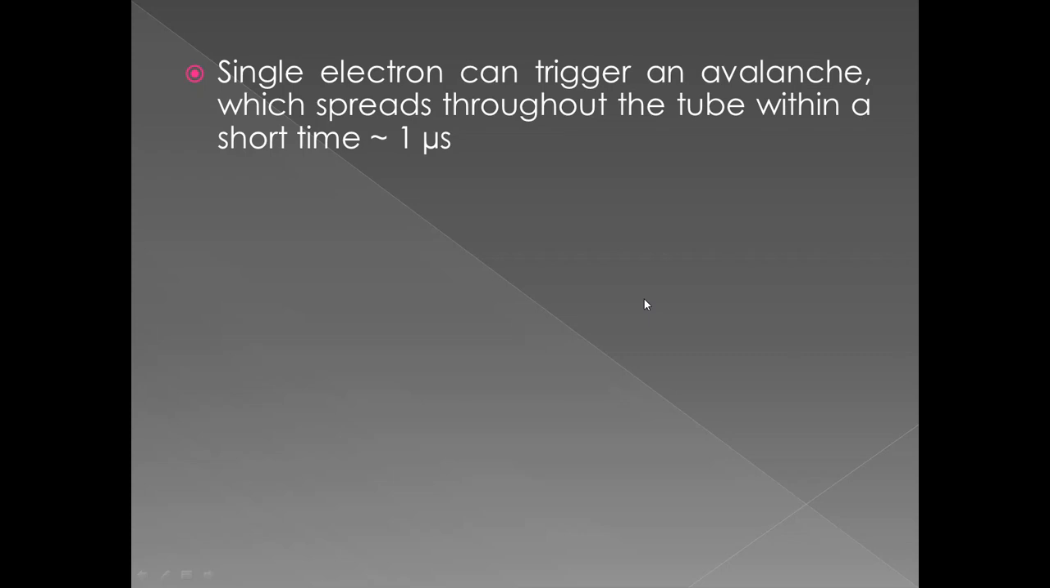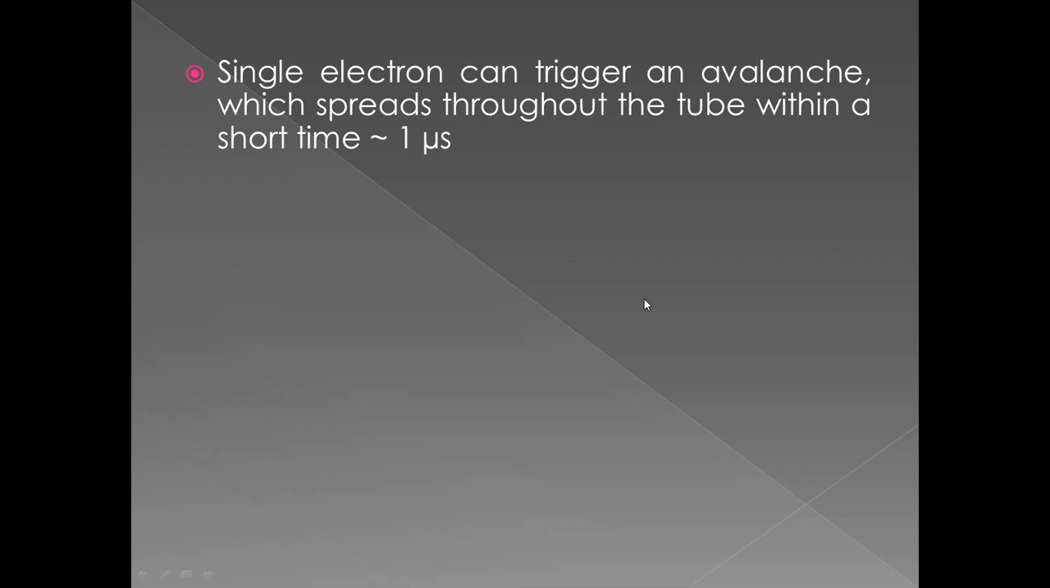Some of the electrons collide with the gaseous atoms and don't have that much energy to produce ionization. So what can they do? They can simply excite the gaseous atoms. These excited atoms return to their normal state by emitting light photons.